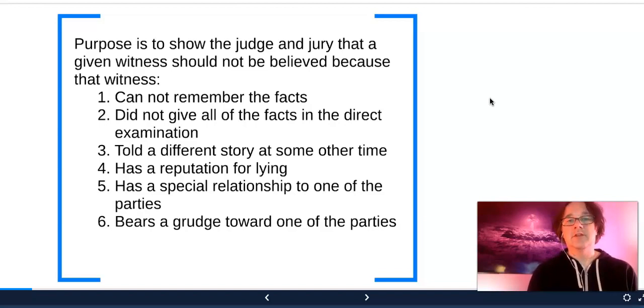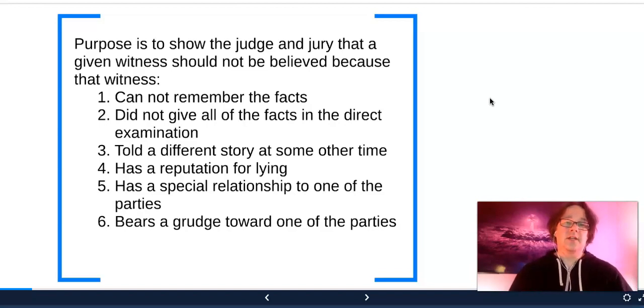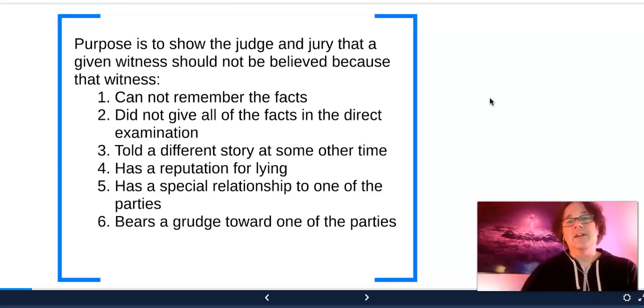One is either the witness can't remember the facts. They can't remember what they said in a deposition or in a police report. Number two, they did not give all of the facts in direct examination. They shouldn't be believed because they are lying by omission, right? They might have left out some really important details in their answers to those direct examination questions.